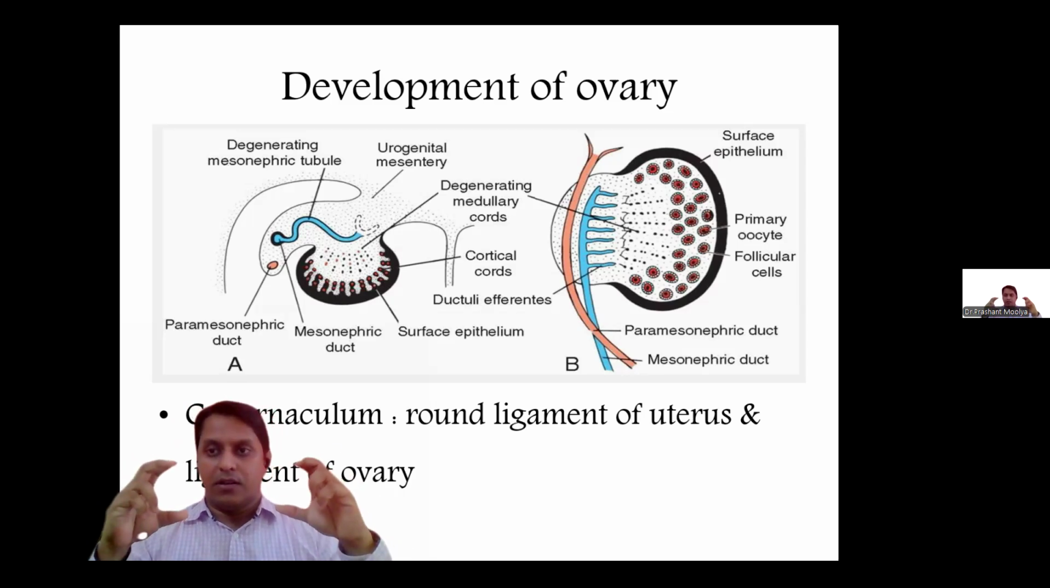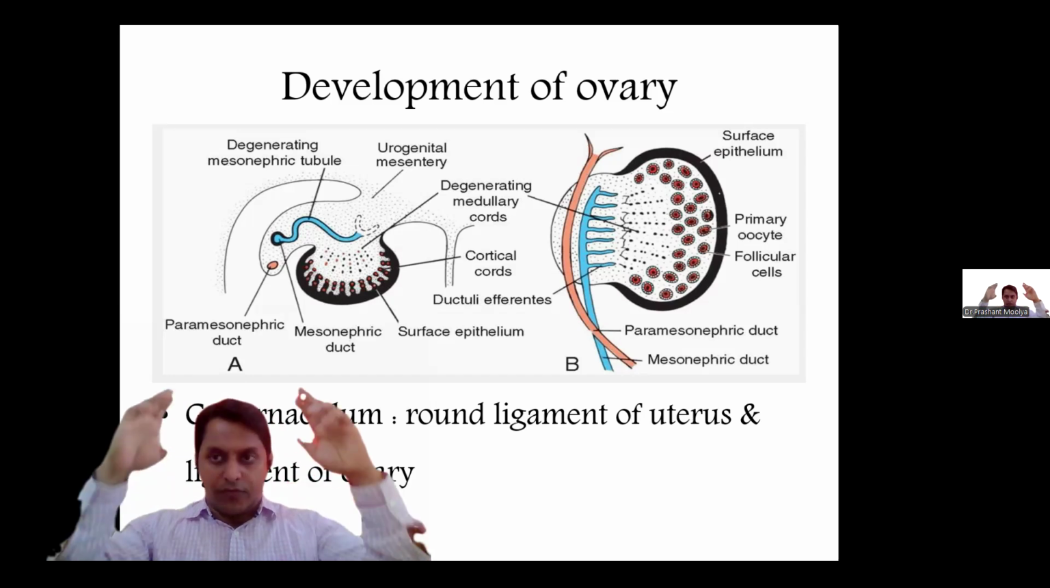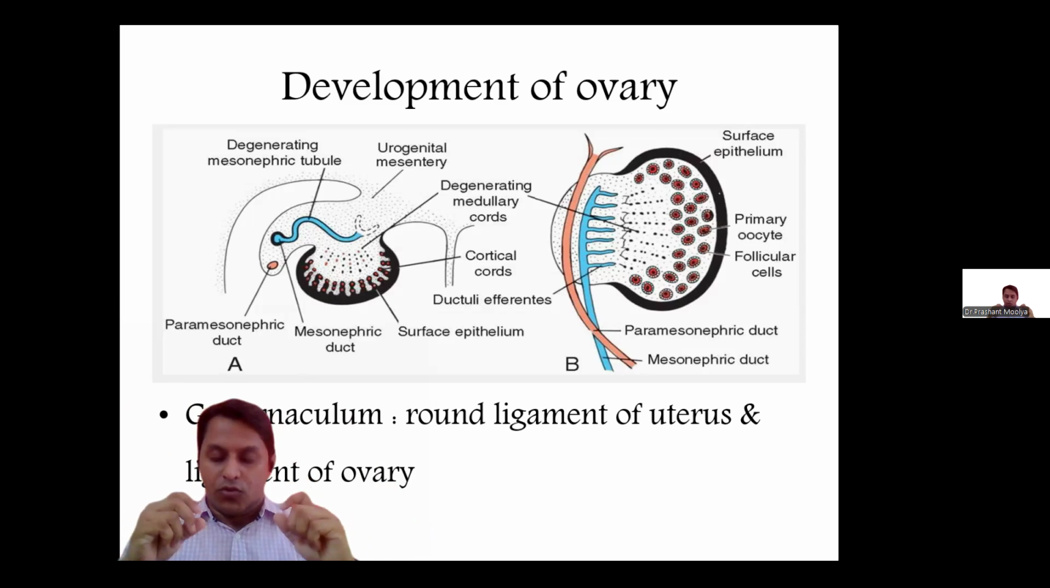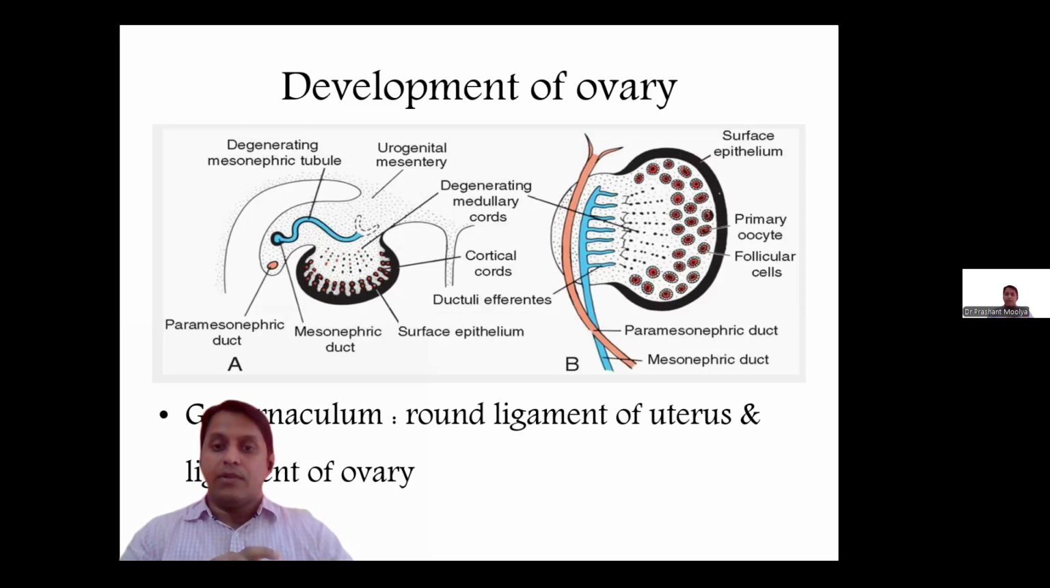Now, these genital ridges are in the middle of the urogenital region. So they are held or hanging by a few folds. The fold which is hanging cranially will be called the suspensory ligament, and the fold which is carrying downwards will be called the gubernaculum ligament. So this gubernaculum ligament in females will be named the round ligament of the uterus and the ligament of the ovary. That will be seen subsequently.